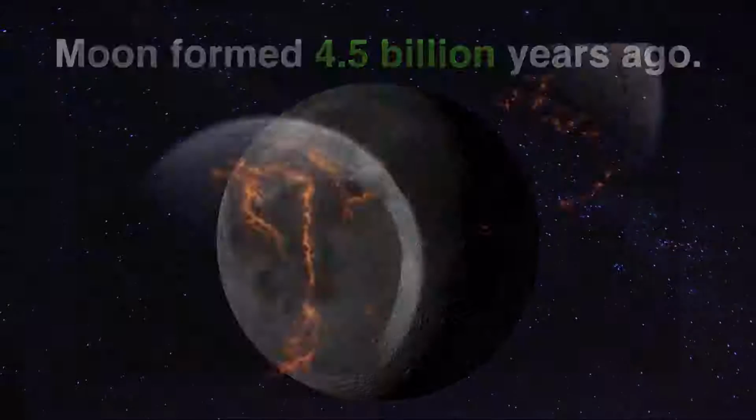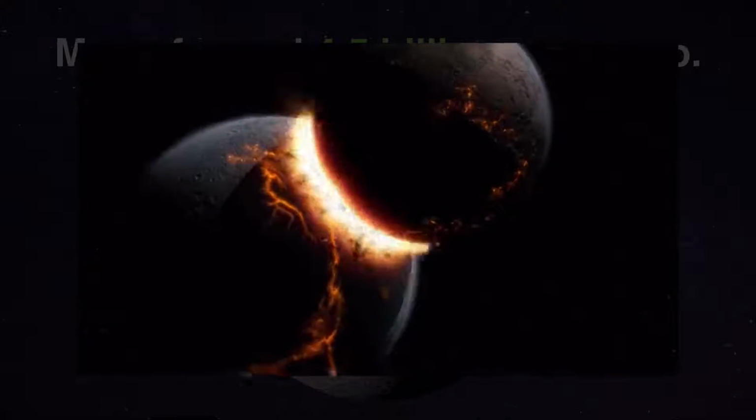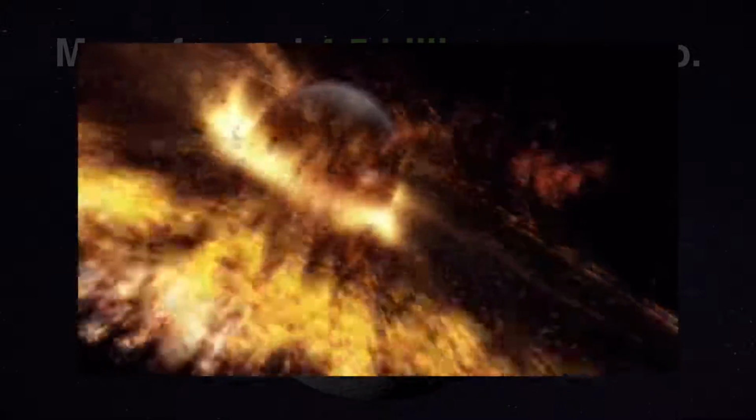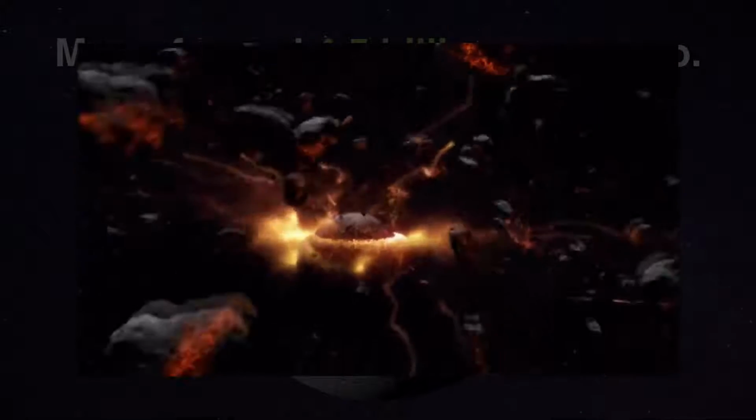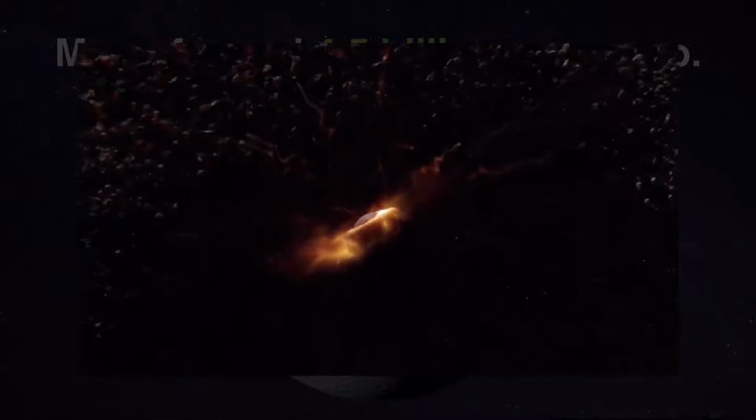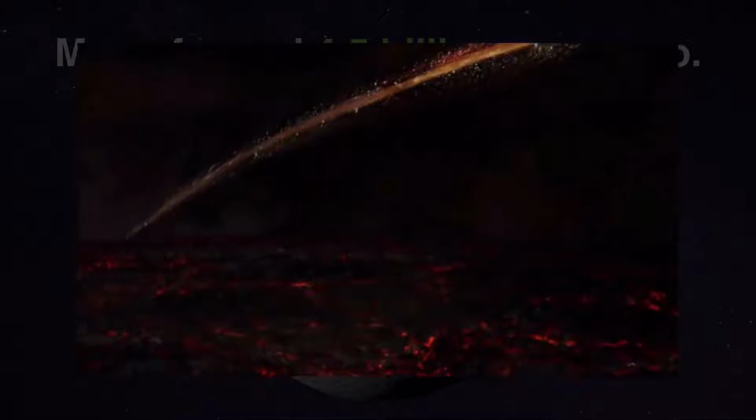And the most widely accepted theory is that the Earth collided with a large object, something the size of Mars, maybe it was Mars, during the formation of the solar system. That process ejected materials from Earth, and that ejecta coalesced to form the moon.